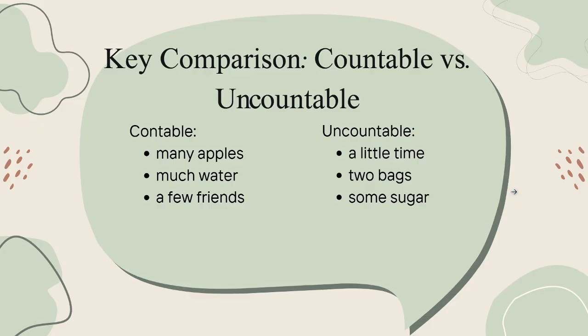Now, a key comparison: countable against uncountable. In countable, we have many, few. Apples, water, friends: something that could be counted. For example, apples. We can count apples, water, friends. And uncountable, a little time, two bags, some sugar.